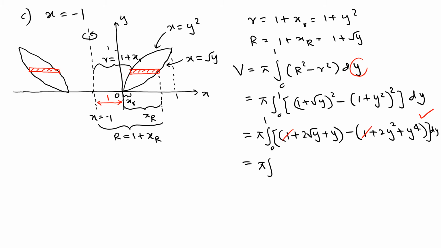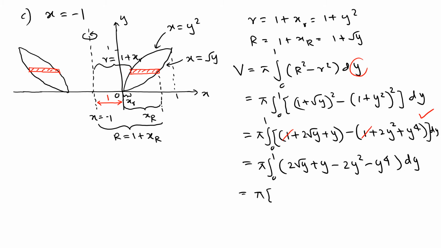So you end up getting pi 0 to 1. So what do you get? So let's write from the first one. So we have y plus, so let's start with the smallest one. There's no order, you can write in any order. I normally write the positive one first, so 2 square root y plus y minus 2y squared minus y to the fourth. Okay, so now what you can do, just integrate term by term.